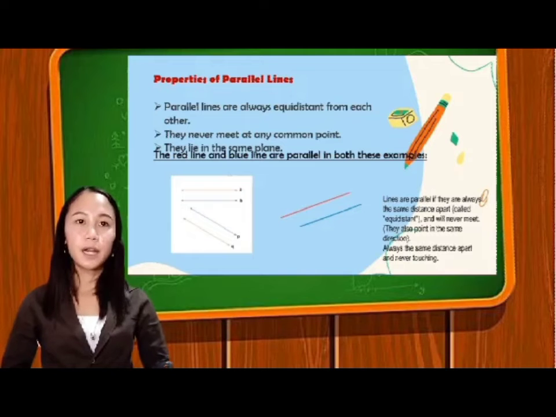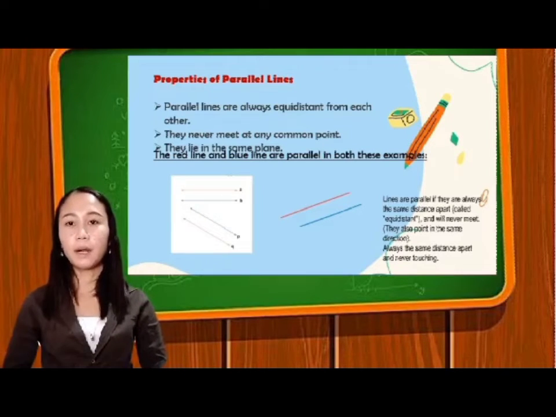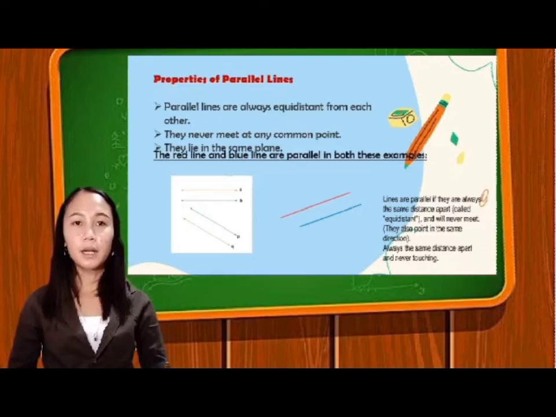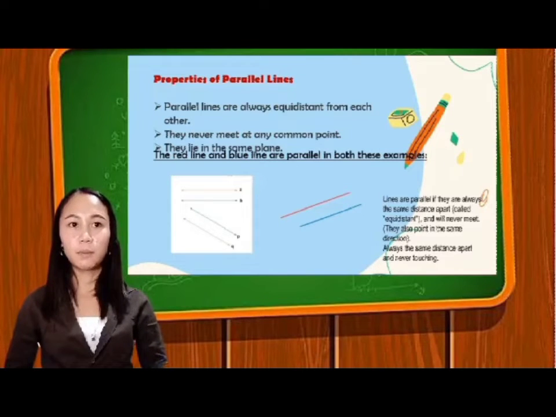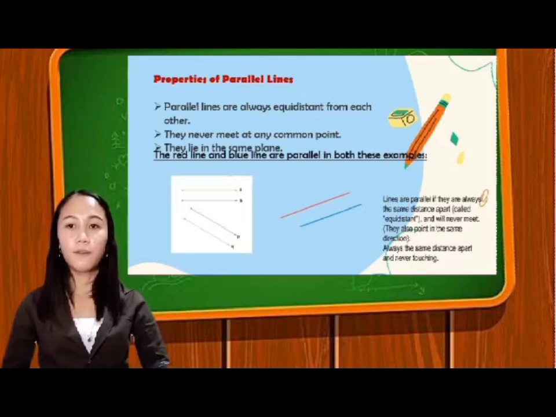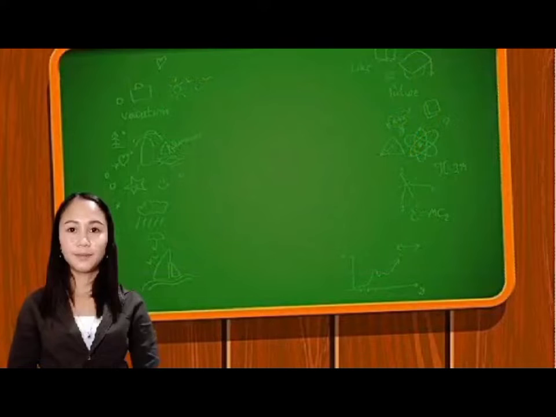So, I have here an example of parallel lines. The red line and the blue line are parallel in both of these examples. Lines are parallel if they are always the same distance apart. That's what we call equidistance, and they will never meet. They also point in the same direction, always the same distance apart and never touching. That is how to identify parallel lines.